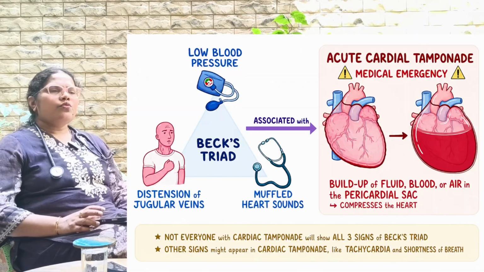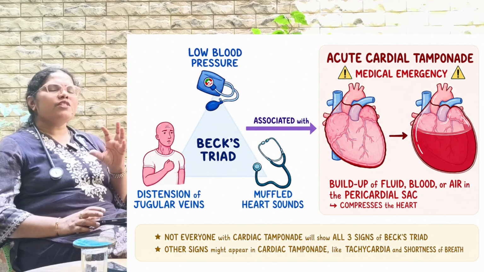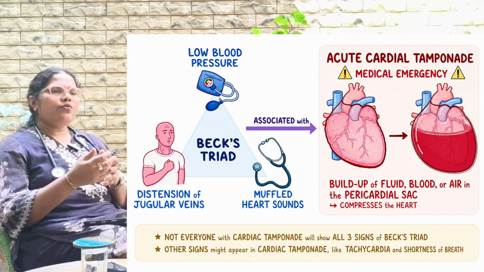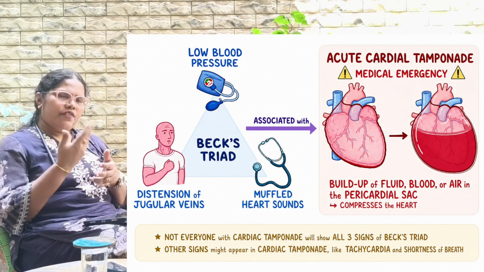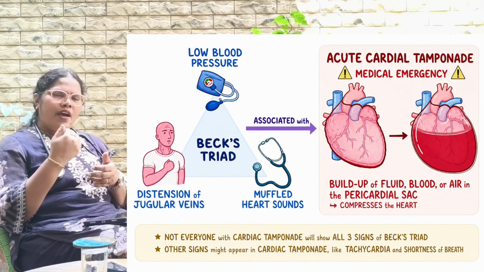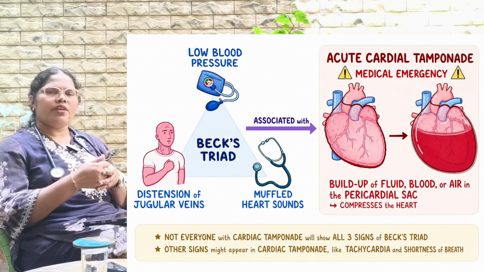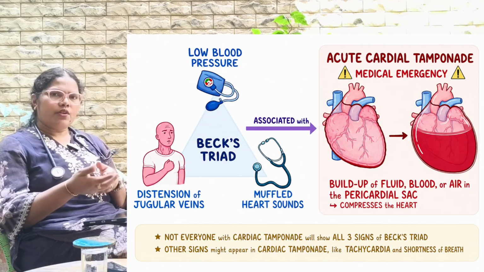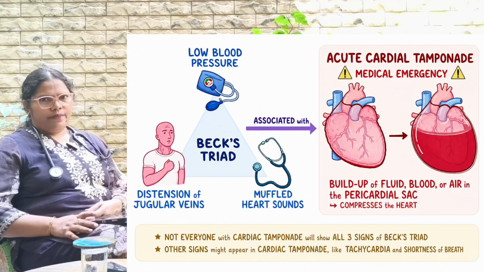We will find Beck's triad in cardiac tamponade. When hemopericardium is pressing on the cardiac wall, it leads to muffled heart sounds, jugular venous distension and hypotension. These three together are known as Beck's triad, which is very important in making the clinical diagnosis of cardiac tamponade. As discussed, cardiac tamponade is a life-threatening condition. So with the help of Beck's triad, we can timely diagnose it and manage it.